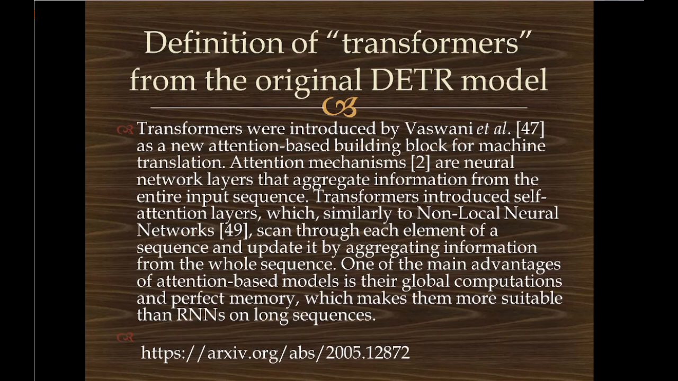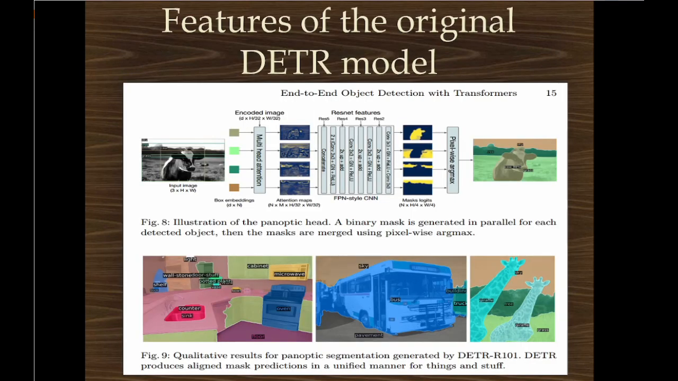Attention mechanisms are neural network layers that aggregate information from the entire input sequence. Transformers introduce the self-attention layers, which, similarly to non-local neural networks, scan through each element of a sequence and update it by aggregating information from the broader sequence. One of the main advantages of attention-based models is their global computations and perfect memory, which makes them more suitable than RNNs on long sequences. RNNs are recurrent neural networks.